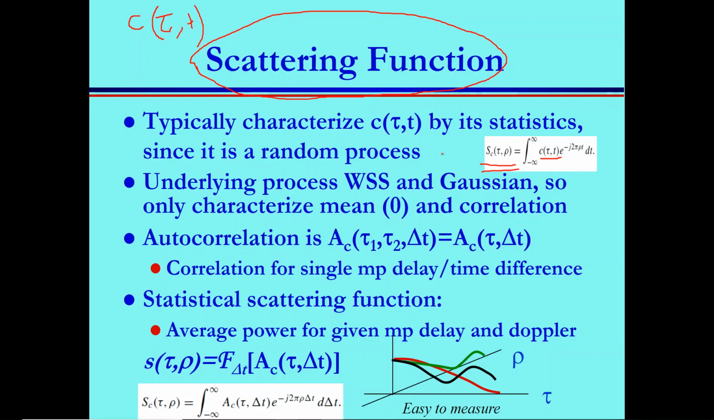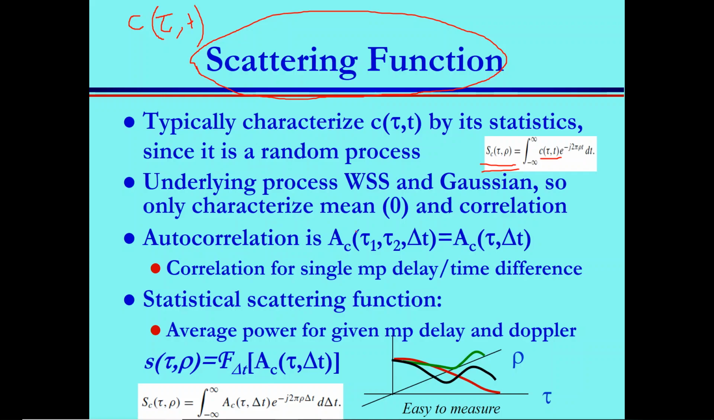And this is how we characterize it actually. And the underlying process, as usual, is wide sense stationary, zero mean, with autocorrelation independent of the instantaneous time but dependent on delta t, the difference in time, and we have Gaussian distribution. The received signals are large in number, and that's why they form a Gaussian by the central limit theorem. So we only characterize the mean zero and the correlation.